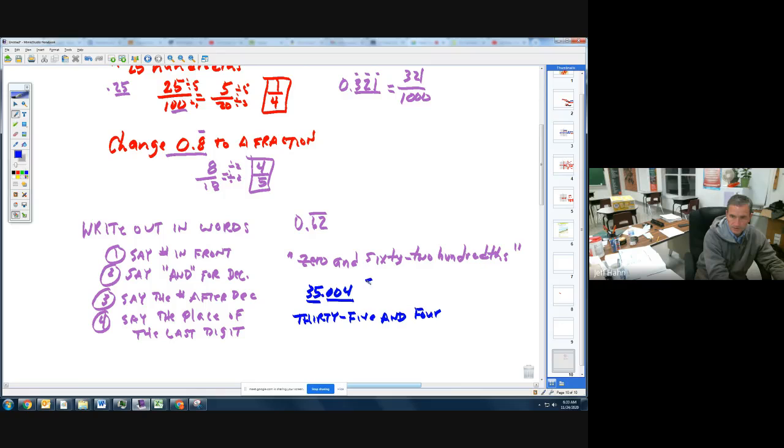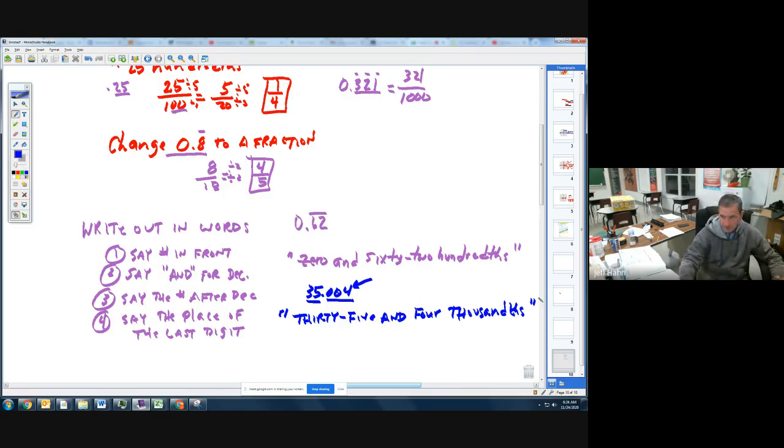And I say the place of that last decimal. And if you look in your notes, this is the tenths place, the hundredths place. The 4 is in the thousandths place. So it said and written in words is 35 and 4 thousandths.